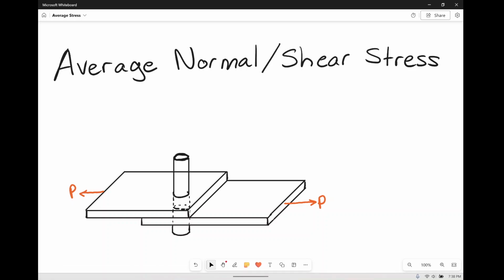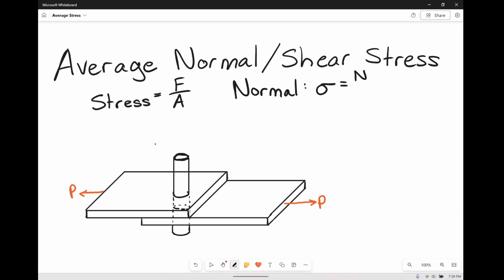This video is going to cover average stress, specifically average normal and average shear. So stress is very simply just force over an area. Depending on what type of force and what type of area determines the type of stress that we're looking for. So for normal stress, it's going to be sigma, small letter sigma, and that's equal to the normal force divided by the area.